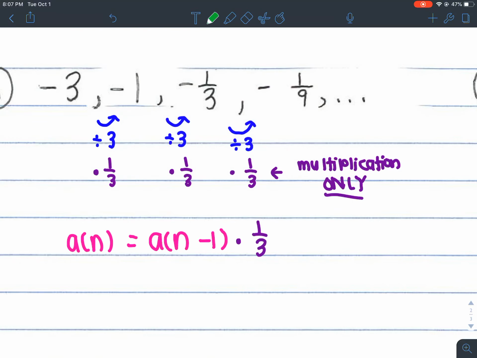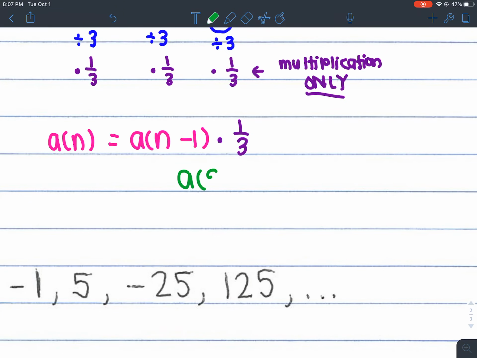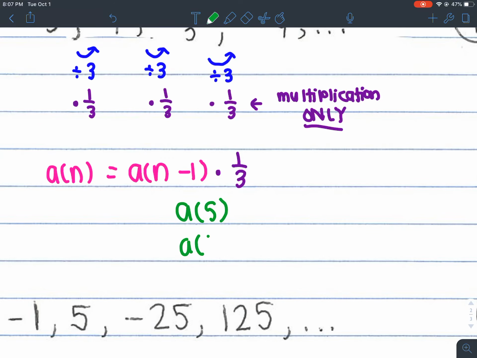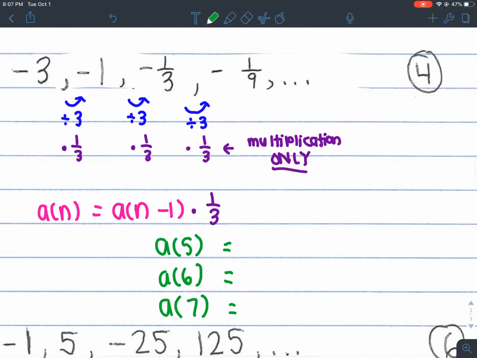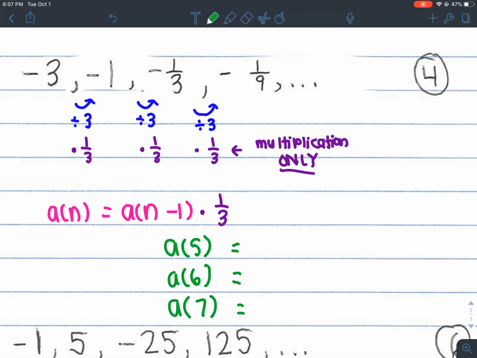Okay? And I also need to find the next 3 terms. So I'll go ahead and write down 5th, the 6th, and the 7th. Why the 5th, the 6th, and the 7th? Because those are the next 3, right? We're already given 4. We need to write down the next 3.